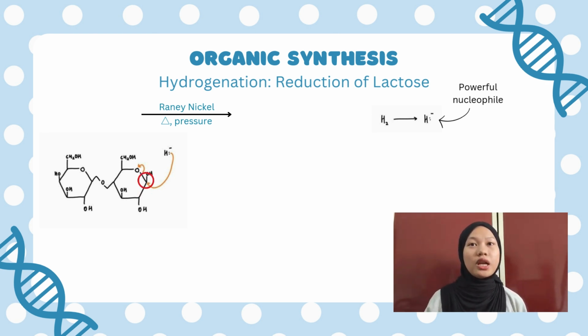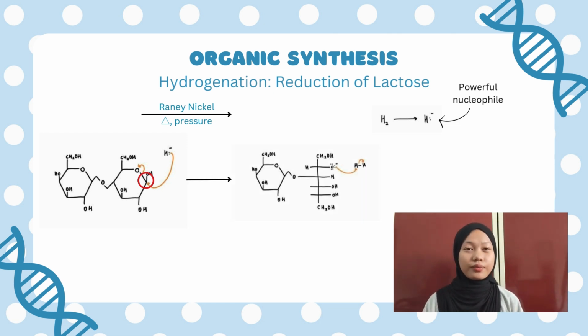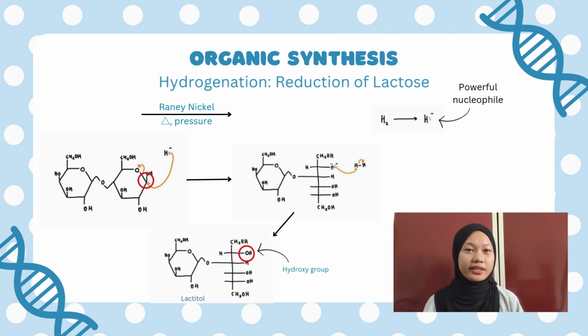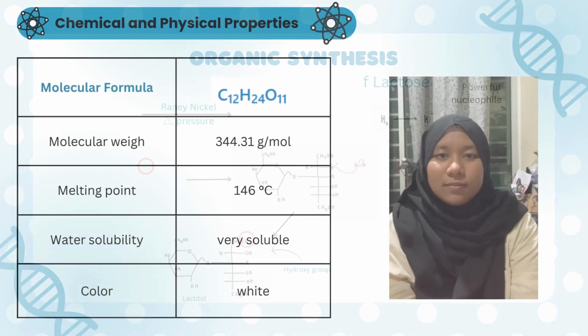Then, the bond between carbon and oxygen will break, forming an oxyanion. The oxyanion will attack the hydrogen of the hydrogen gas, forming a hydroxy group to stabilize itself. From the last step we saw earlier, lactitol is produced. The production of lactitol in industry is parallel to the organic synthesis concept.